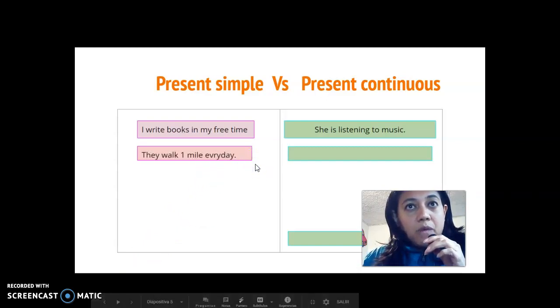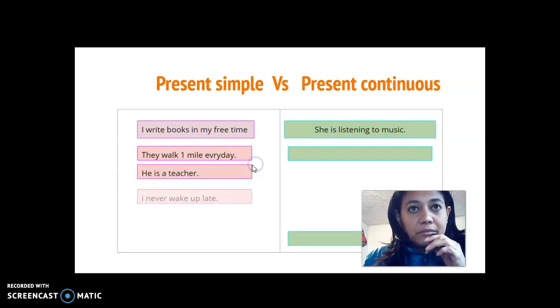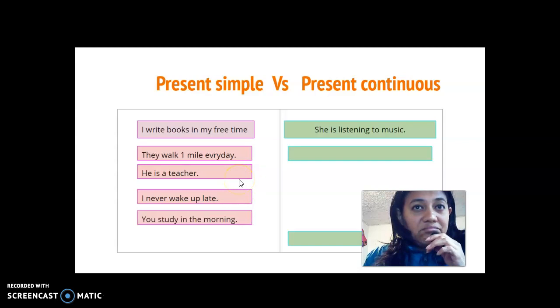They walk 1 mile every day. He is a teacher. Yeah, because this is talking about personal information. I never wake up late. It's a habit. You study in the morning. It's a routine. I paint pictures as a hobby. It's a habit. Could be a habit.